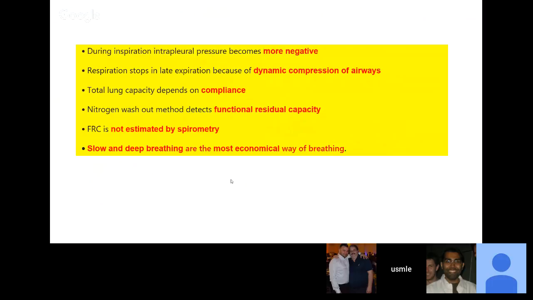Functional residual capacity, the FRC, is not estimated by spirometry. Keep that in mind as well, because this is what students call a tricky question. You think that everything is done by spirometry, but the FRC is not. This is the only one that is not. Keep that in mind. Slow and deep breathing is the most economic way of breathing.